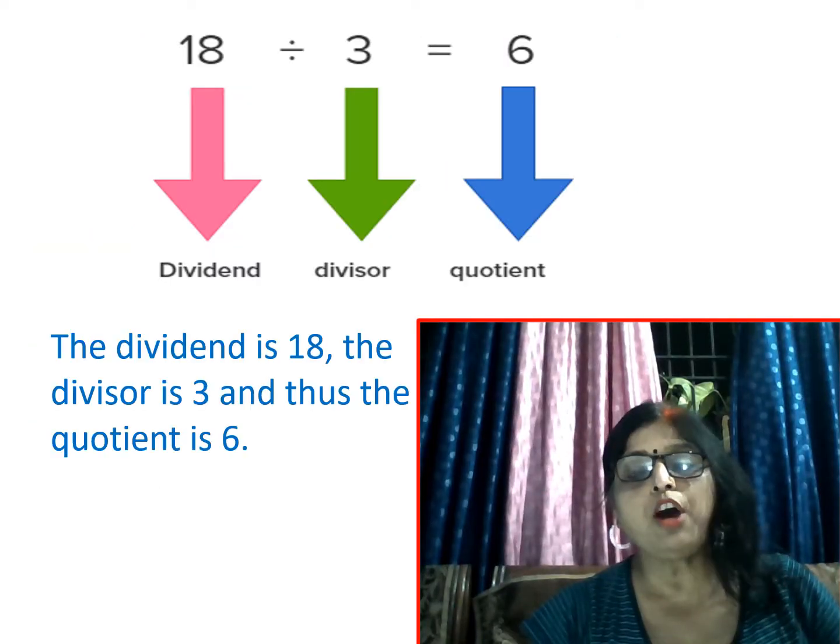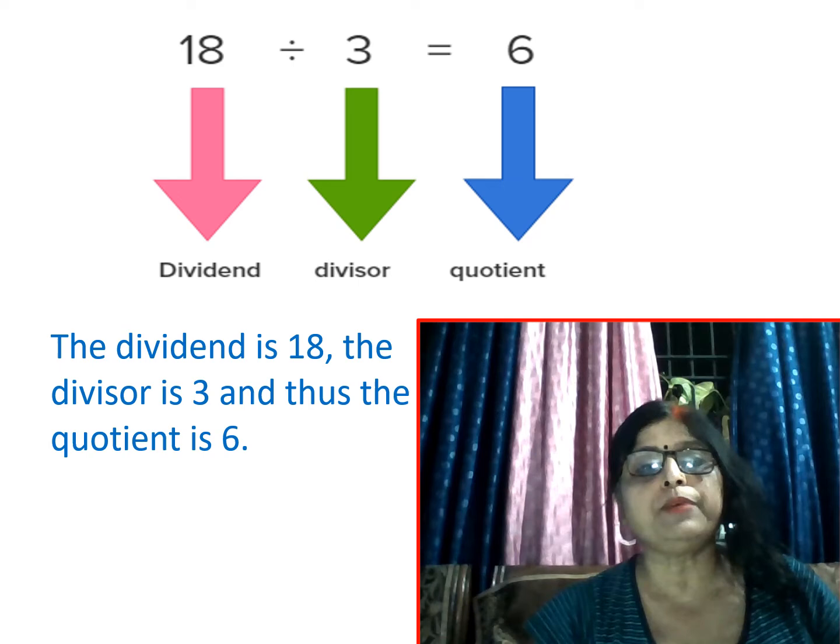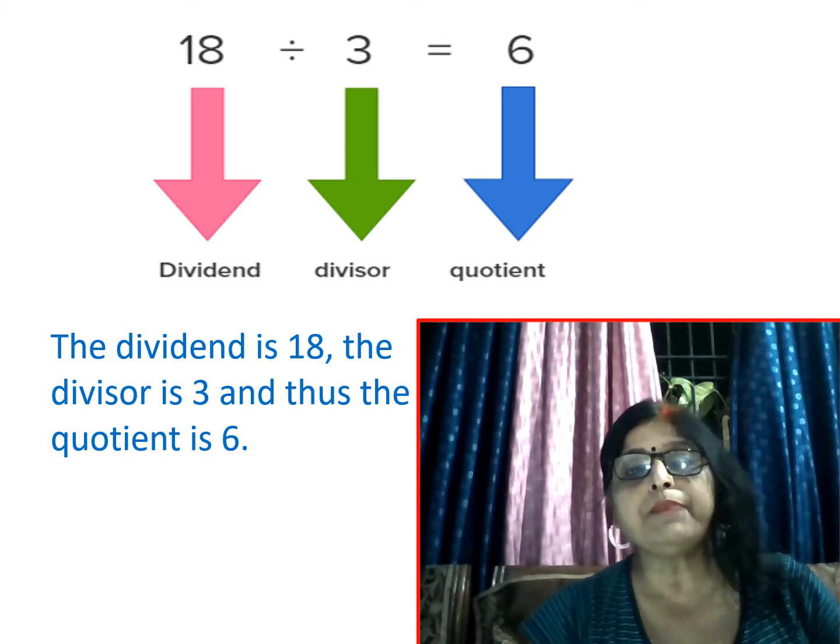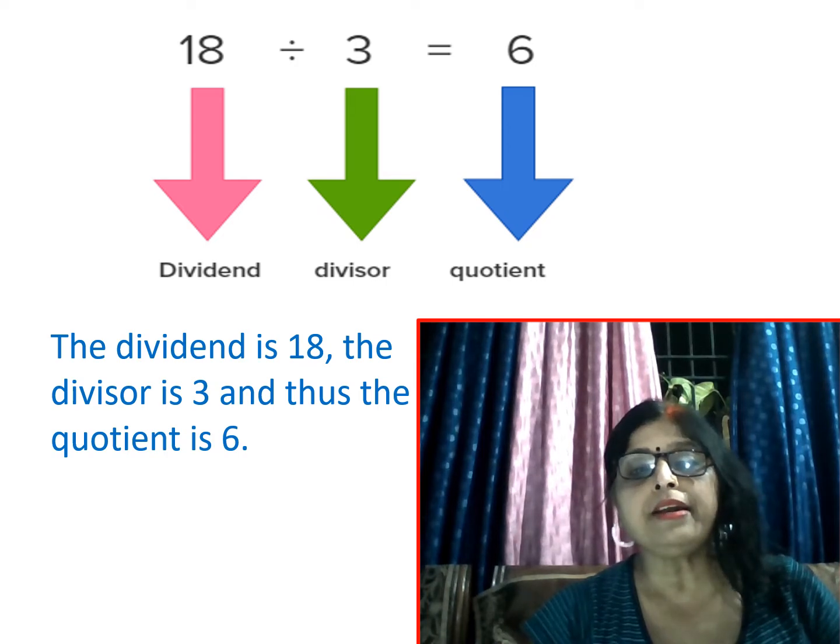Your concept of each part in division will be clear with the help of this example. In this example, you are saying that 18 is divided by 3 and you are getting 6. So, the dividend is 18, the divisor is 3 and thus the quotient is 6.